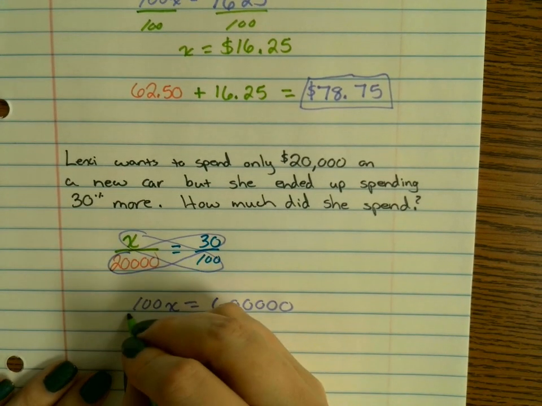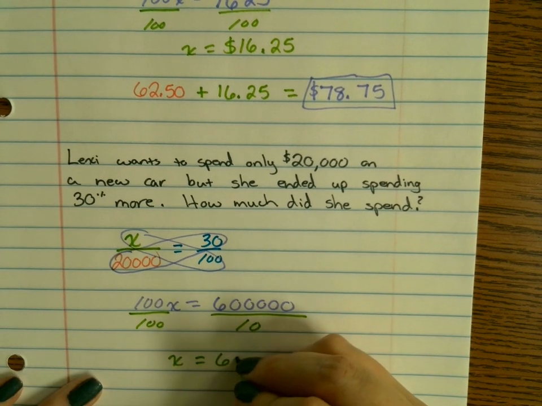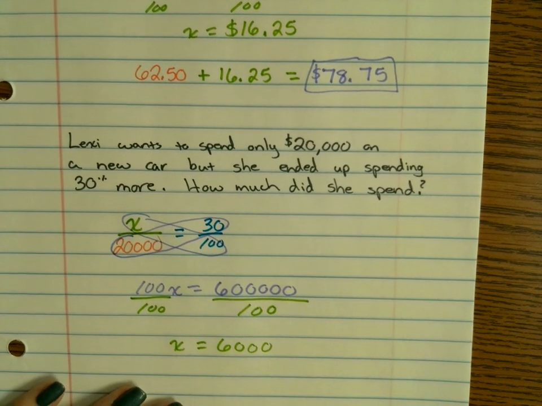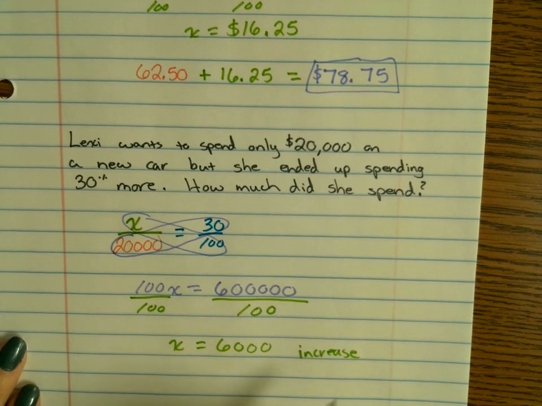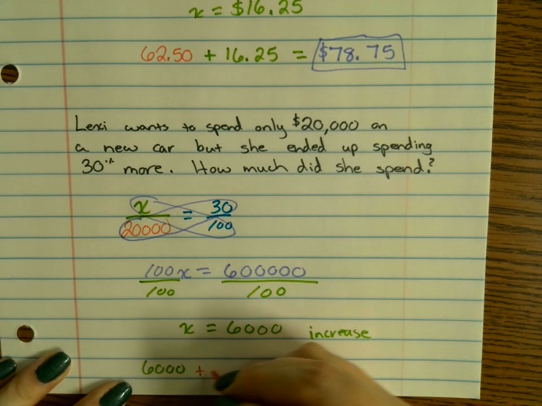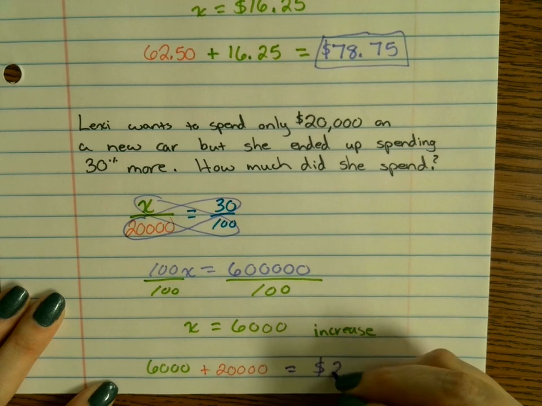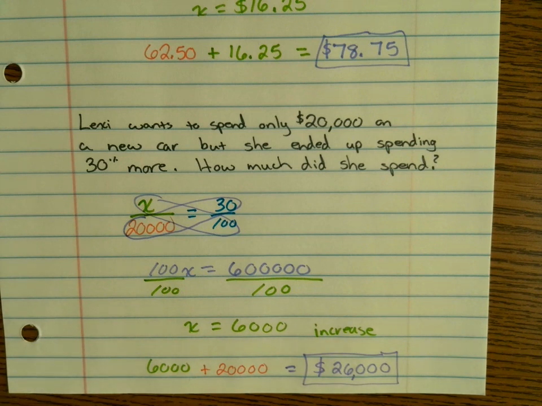Then we're going to go ahead and divide both sides by 100. And so the price is going to increase by 6,000. So that's how much it's going to increase by. So we'll go ahead and write down 6,000 plus the original 20 grand that she was planning on spending. And so the new cost of the car, she spent $26,000 on the car. You need to make sure that you read each of these questions very carefully to know when to add on, when to go ahead and stop.